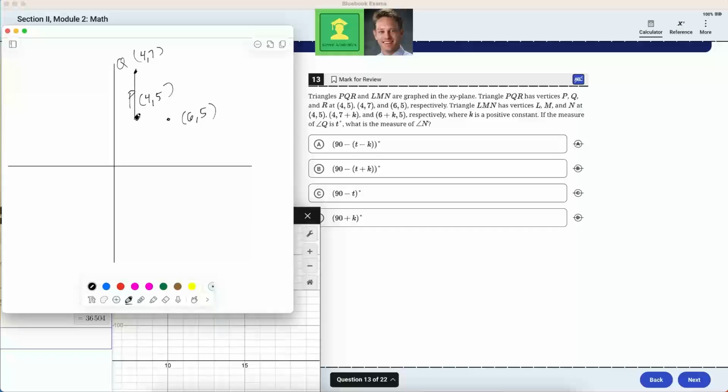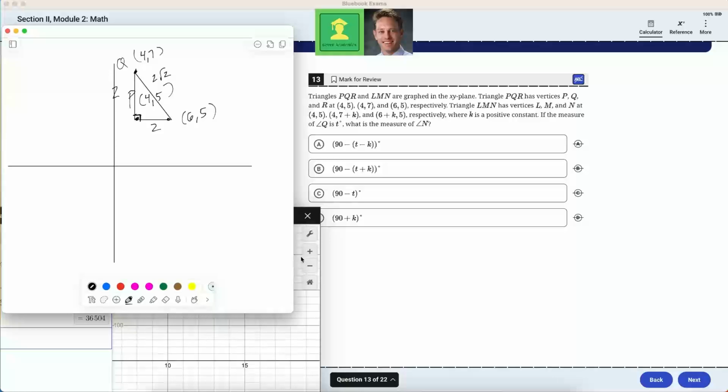P, Q, R. So it's a right triangle, right? Because obviously 4, 7 is directly above 4, 5, and 6, 5 is directly right of 4, 5. So it's a vertical line segment and a horizontal line segment, which makes this a right angle. And this is actually a 2 and a 2. So it's actually a right isosceles. So this would be 2 radical 2.